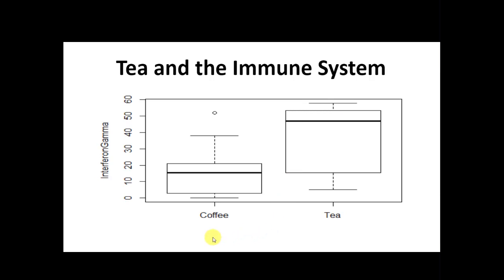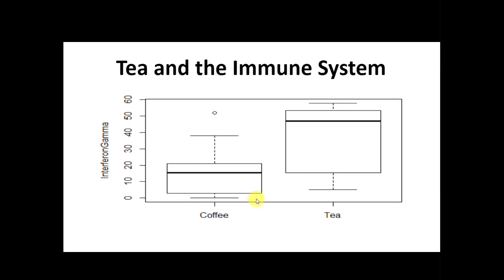Looking at these two, I can see that the height of the tea box plot, the distance between the minimum and the maximum, is longer than the difference between the minimum of the coffee and the maximum of the coffee. So there's more variability. The measures aren't concentrated in one particular place, where here they appear to be.